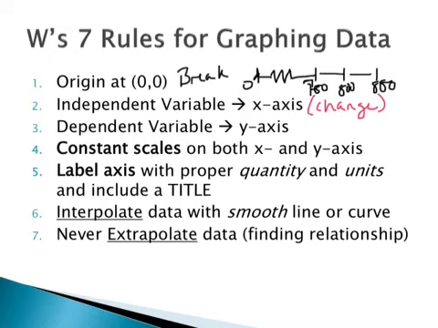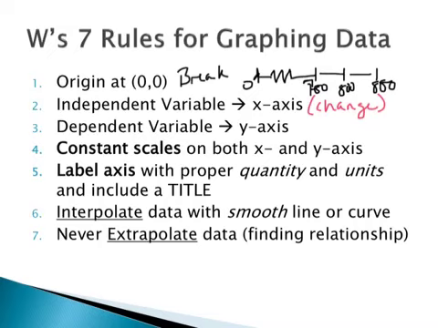You will see some labs that we'll do in this class that we will actually graph backwards, but I will tell you that and that we are going to do that for a reason. But all the time, your independent variable goes on the x, your dependent variable goes on the y. The next thing with a graph is you want to choose a constant scale. A scale is something like you see up here. Given your data set, you're going to determine what your scale is going to be.